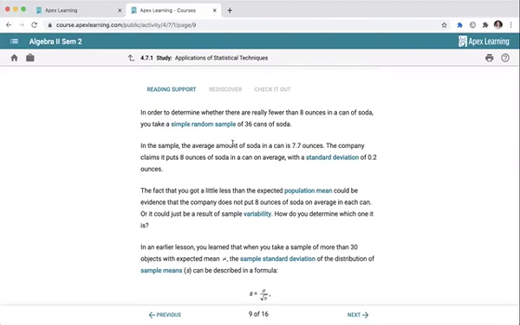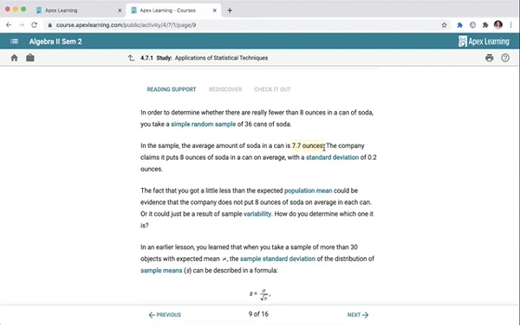So what you can do then with your 36 cans of soda is actually measure out how many ounces are in them. Okay, and it turns out that on average there's only 7.7 ounces of soda. All right, but the company claims that it puts in 8 ounces of soda with a standard deviation of plus or minus 0.2. Okay, so even if we were at our 8 ounces of soda, minus 0.2 doesn't even get to the 7.7 ounces that this company is claiming, right?